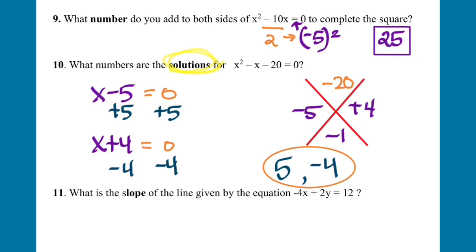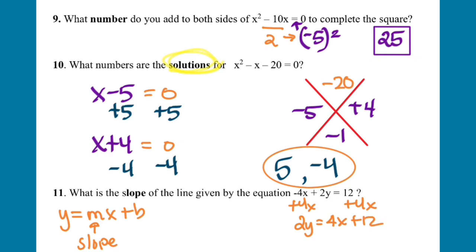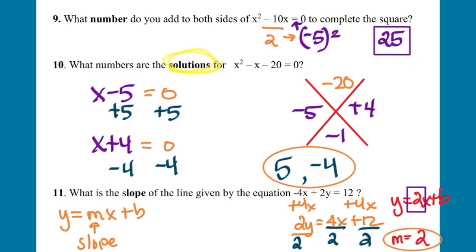Number 11 is what is the slope of this equation? Well, of course that was if it's in y equals mx plus b, where m is the slope. So we have to solve for y in order to do that. So we add the 4x and we divide by 2. We get y equals 2x plus 6. So 2 will be our slope.